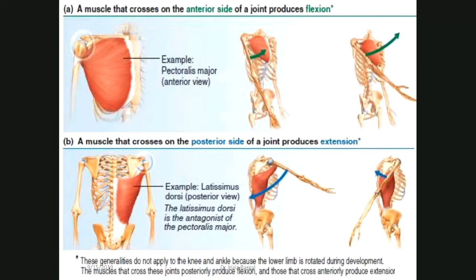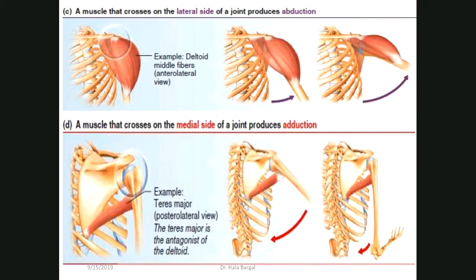A muscle that crosses the anterior side of the joint produces flexion, pectoralis major. Latissimus dorsi produces extension. The deltoid muscle, the middle fiber, anterolateral view: a muscle that crosses on the lateral side of the joint produces abduction. A muscle that crosses on the medial side of the joint, like teres major, produces adduction. Please open your book and try to apply these golden rules over each and every muscle inside our body.